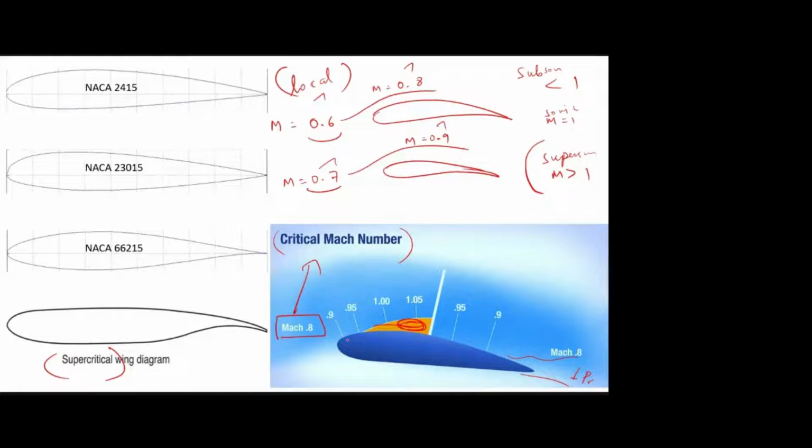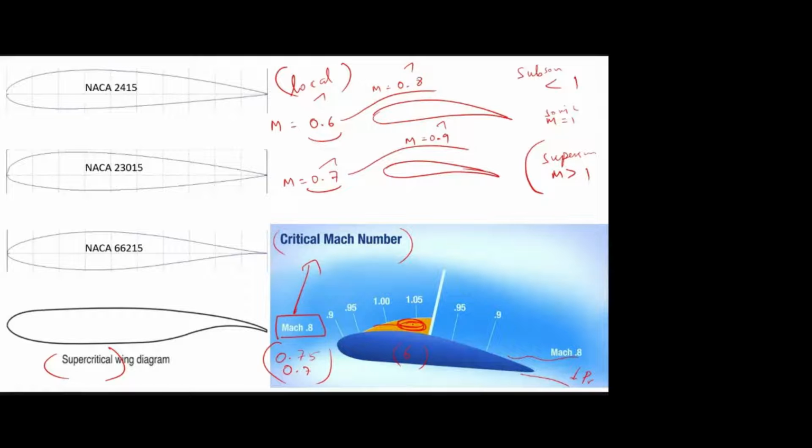Here, assume this is the 6 series airfoil. At 0.8, we got the shock wave. So this is not favorable to the aircraft condition. Then this airfoil should not fly at this 0.8. If you are using this airfoil in some aircraft, then that aircraft should fly only less than 0.8, maybe 0.75 or 0.7 only. It should not go to this 0.8.